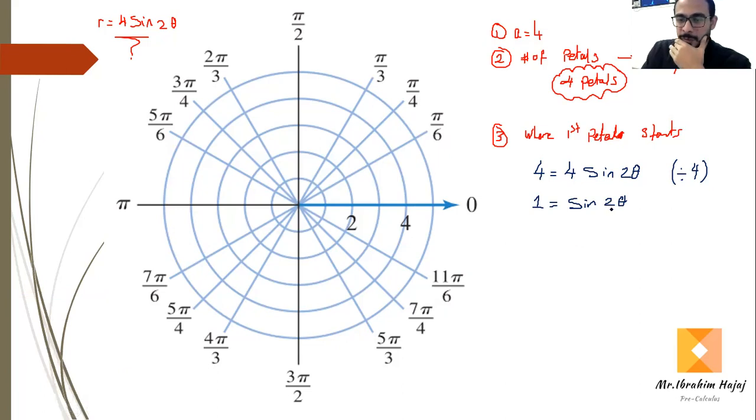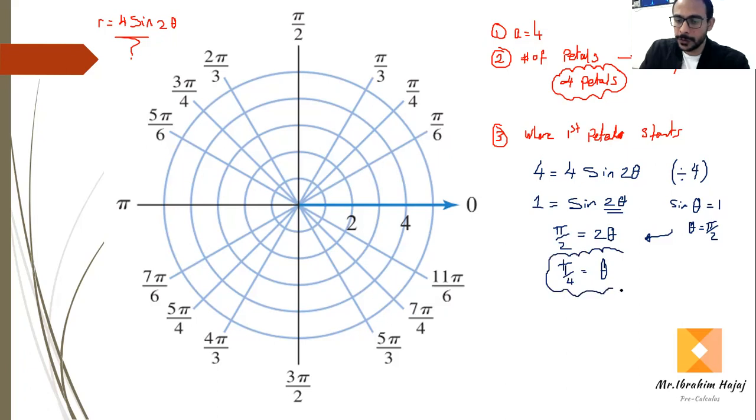Sine of what angle gives 1? I think 90. Sine 90, right? So 5 over 2 equals 2 theta. Imagine that you have sine theta equals 1. The inverse sine of 1 gives 90 degrees, or pi over 2. Then you have to equate to theta, but you don't have theta, you have 2 theta equals pi over 2, and now theta is pi over 4, by dividing each side by 2.